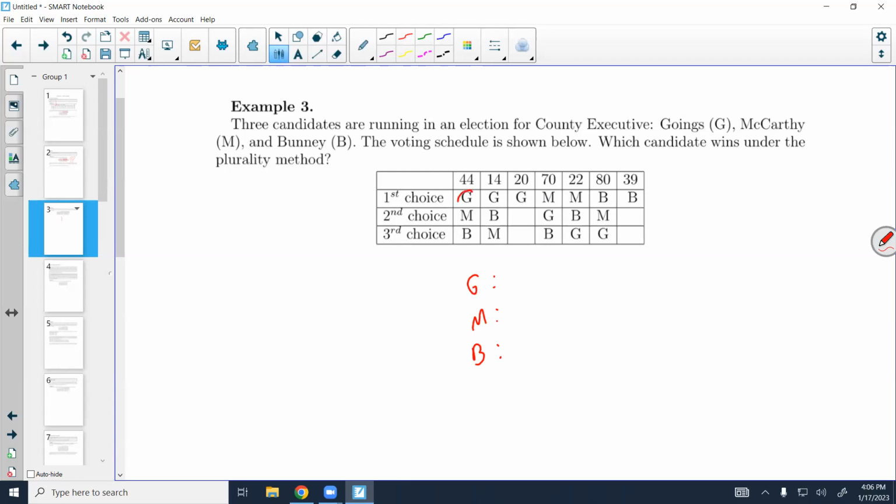So we look at Goings here, here, and here. So 44 plus 14 plus 20, which is what, 78? Then we look at McCarthy here and here. 70 plus 22, which is 92. And then we look at Bunny here. And we have 80 plus 39, which is 119. So who wins? Bunny, B.